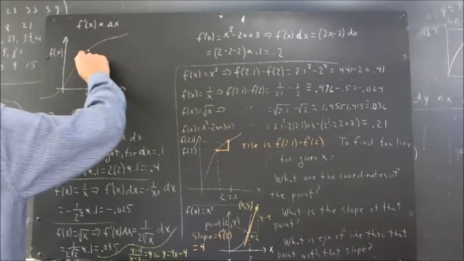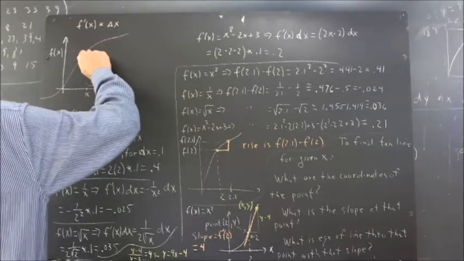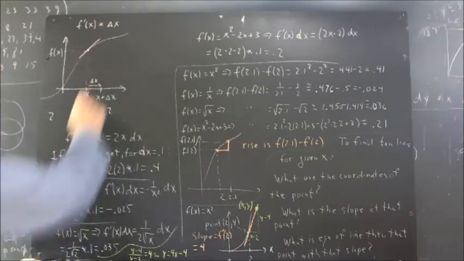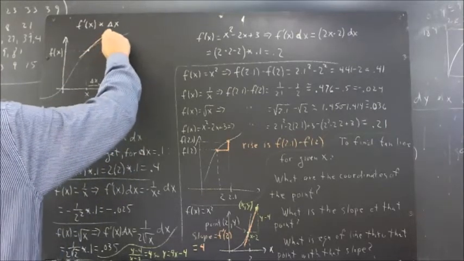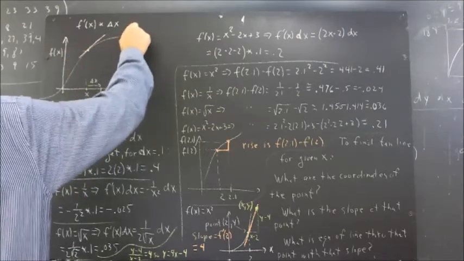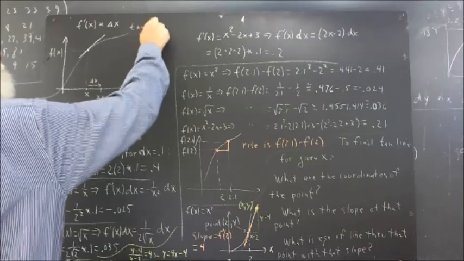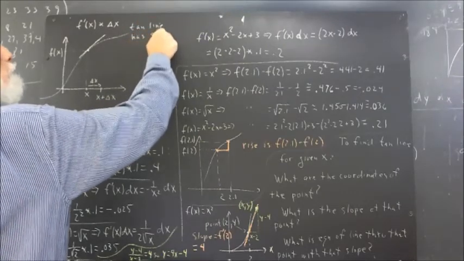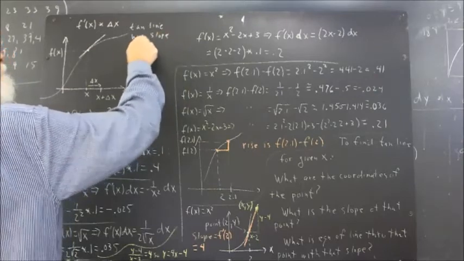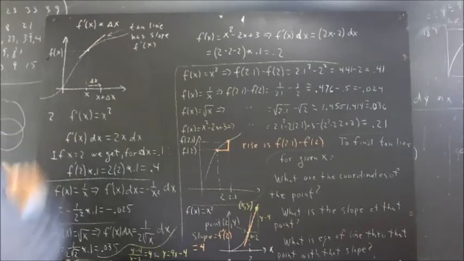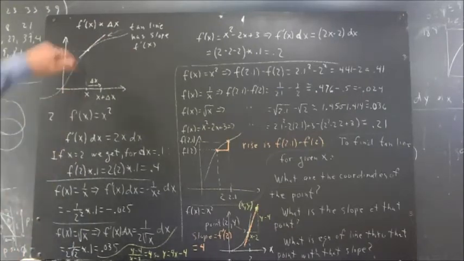So we sketch a tangent line. And when I say the slope of the graph, I'm really talking about the slope of the tangent line. So here we have the tangent line with a slope f prime of x. So right there's our tangent line with that slope, and it's tangent at the point x, f of x.